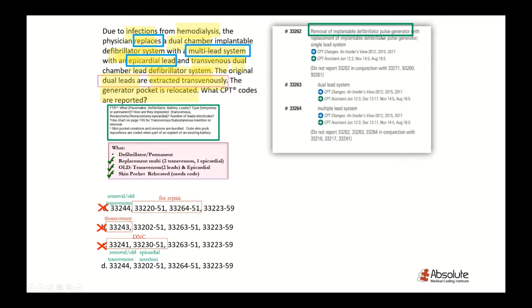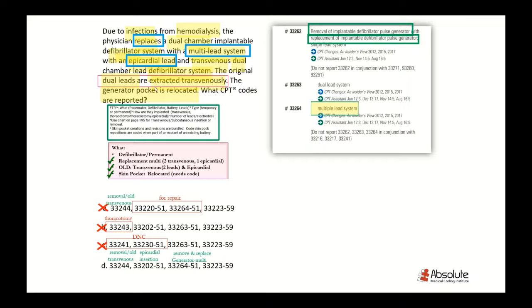Removal of implantable defibrillator generator. This is talking about the generator. Plus, if you take a look at that code, 33264, this generator includes your multi-lead system. So meaning the generator bundles up your lead. So this is a multi-lead system. One is epicardial. We already coded that. This is coding for the multi-lead and the generator itself. So altogether, you now have a complete system. Are you guys following along?